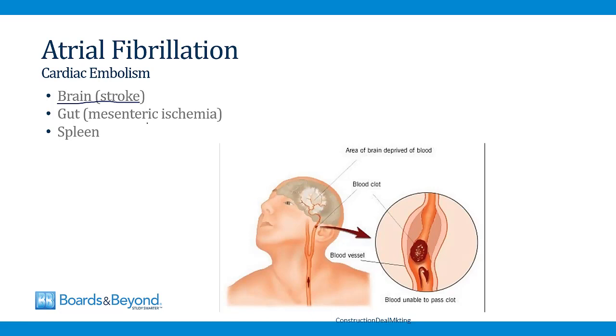So I mentioned that pieces of those clots can go to the brain and cause a stroke. They can also go to other places. Sometimes they travel to the gut and can cause mesenteric ischemia. Sometimes they travel to the spleen, and when CAT scans are done to the abdomen of patients with AFib, you will sometimes see splenic infarcts.